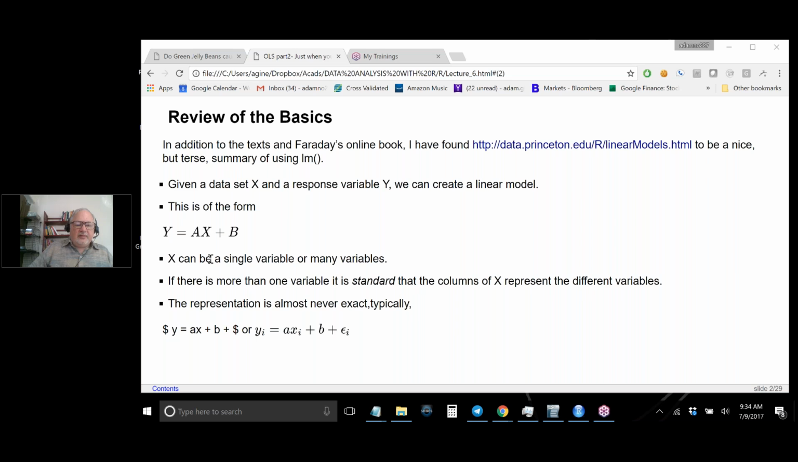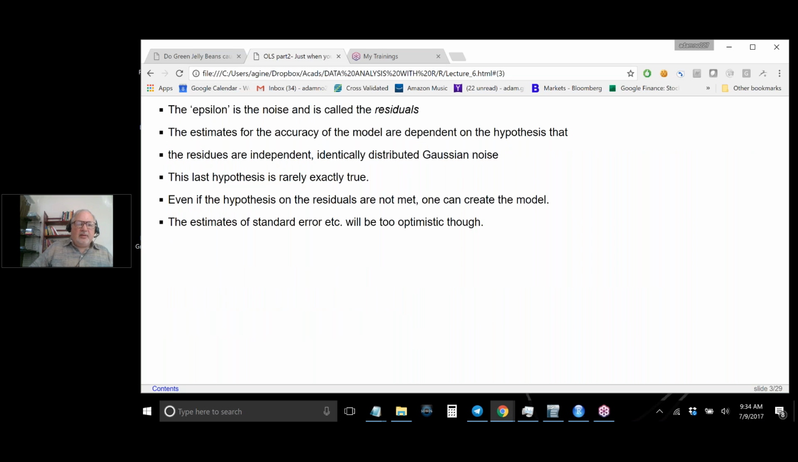Okay, so X can be a single or many variables, and it's standard, if there's more than one variable, that the columns will be variables, and the rows represent observations. And this representation is never exact, so we would write y equals ax plus b, or y_i, the ith observation of y, is equal to a times the ith observation of x plus b plus some error term or noise. Epsilon is noise, and those are called the residuals.